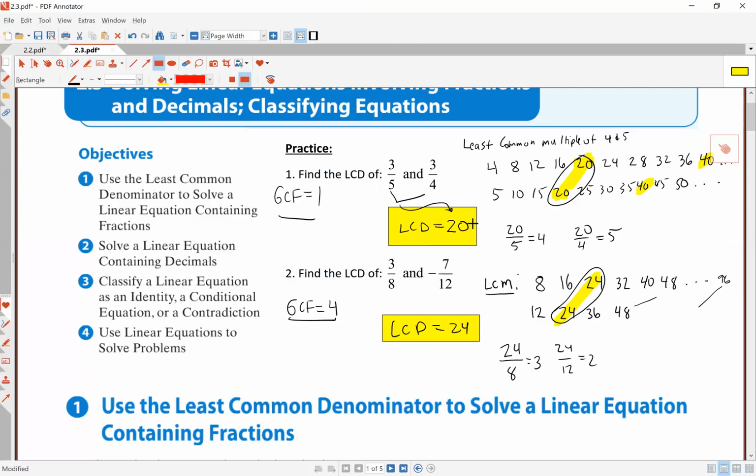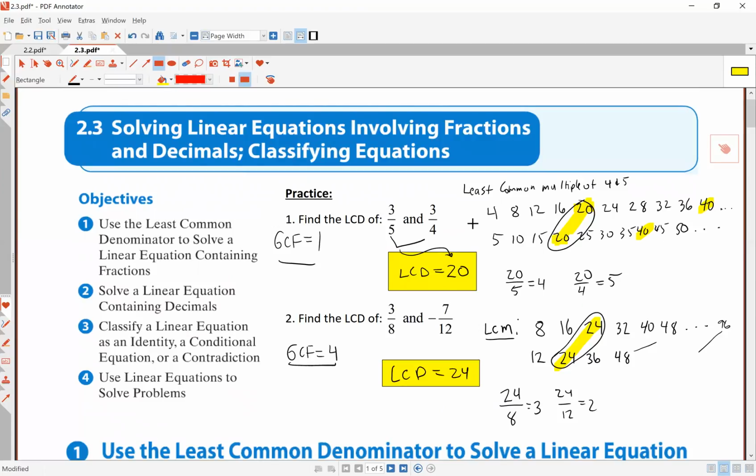This concludes the video on 2.3, solving linear equations involving fractions and decimals, classifying equations, practice 1 and 2.